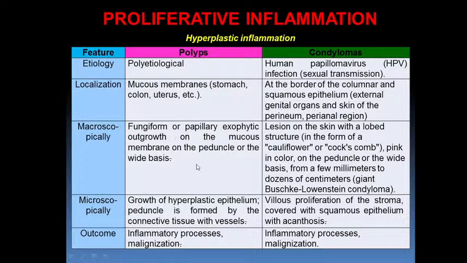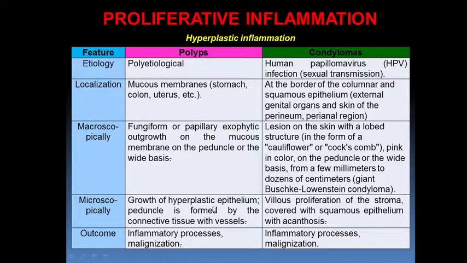Macroscopically, polyps have fungiform or papillary exophytic outgrowths on the mucous membrane, located on the peduncle or the wide base. Condylomas are lesions on the skin with a lobed structure, resemble cauliflower or cock's comb, pinkish in color, also with peduncle or wide base, from a few millimeters to dozens of centimeters in case of giant Buschke-Löwenstein condyloma.